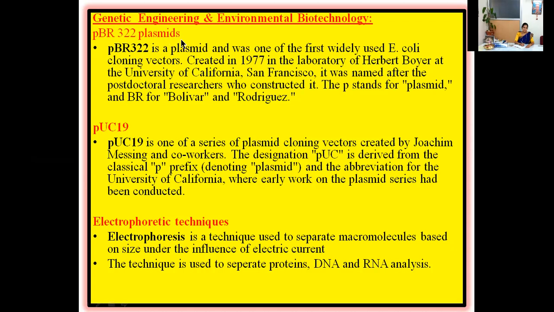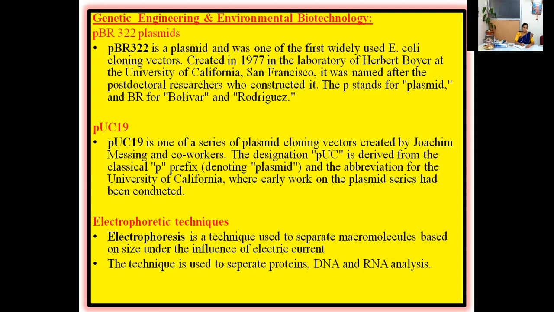This PBR322 is a plasmid and was one of the first widely used E. coli cloning vectors, created in the year 1977 in the laboratory of Herbert Boyer at the University of California, San Francisco. It was named after the postdoctoral researchers who constructed it. Here in PBR322, P stands for plasmid, BR stands for Bolivar and Rodriguez, and 322 was the number given where they constructed that particular vector.